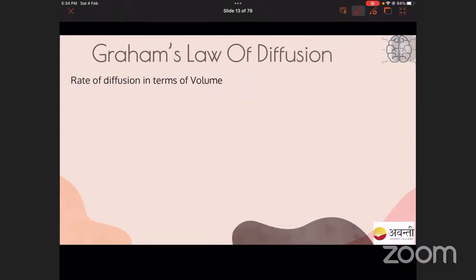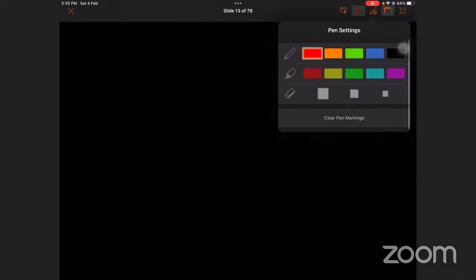Okay. If you don't have it, let's move. Now, before going to rate of diffusion in terms of volume, we have one more relation. Let's say if pressure is variable, and temperature and number of moles are constant. Temperature and volume are constant. Then what happens to rate of diffusion?